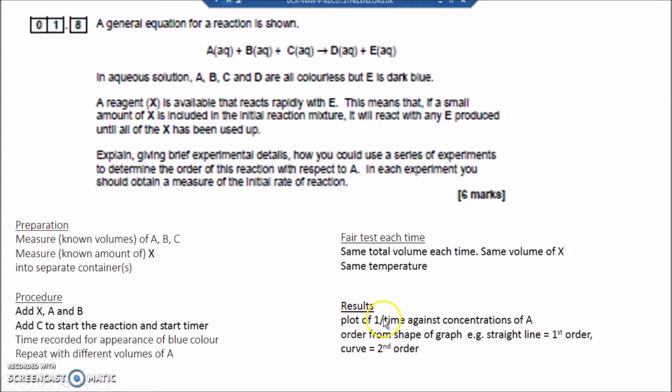And then what we're going to do is plot a value of 1 over time against the concentrations of A. That's fairly standard for a plot from a rate equation. The shape of the graph will tell you what order with respect to A it's going to be. If it's a straight line, it'll be first order. If it's a curve, it'll be second order.